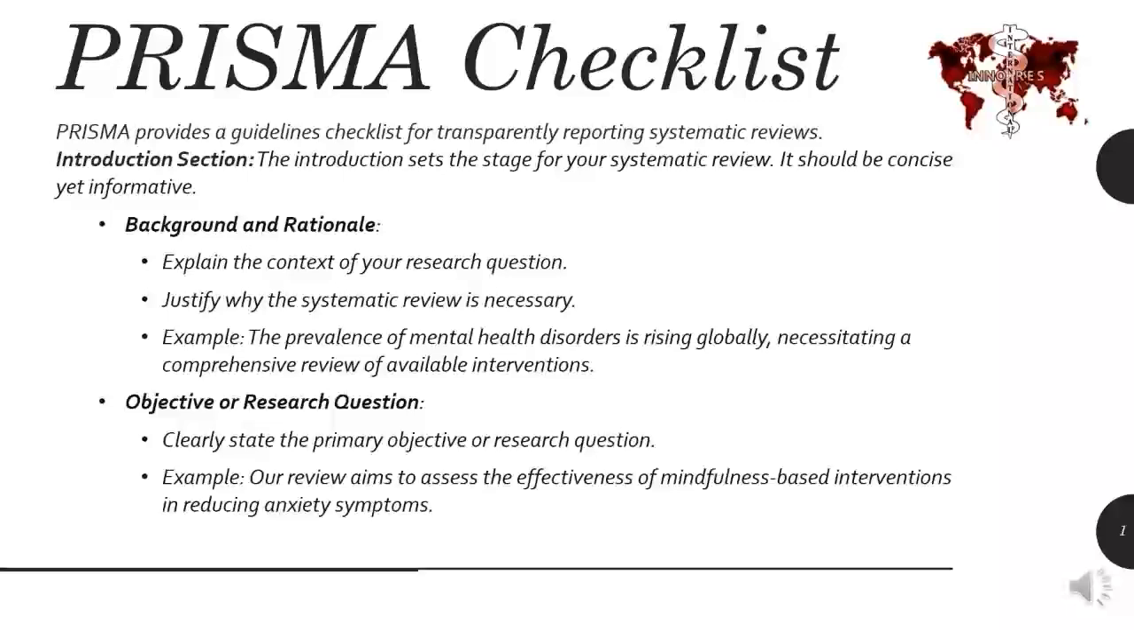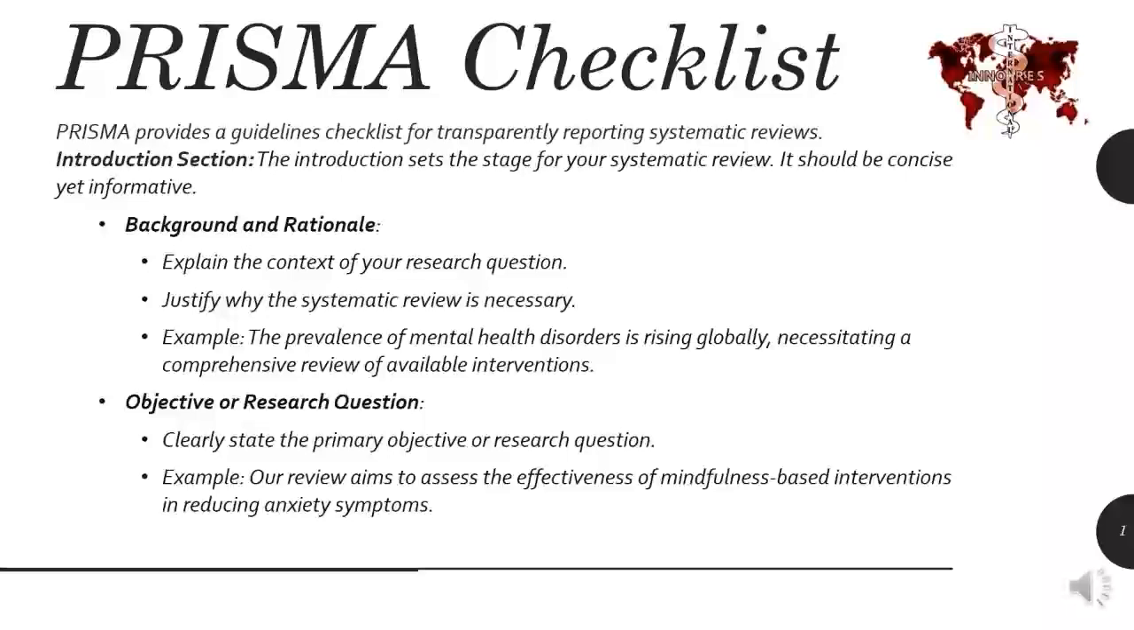A good example of a title that works and fits the item 1 criteria for Prisma is a systematic review comparing the therapeutic effects of heparin versus warfarin in patients with deep venous thrombosis. That clearly identifies your report as a systematic review. We then move on to talk about item 2.